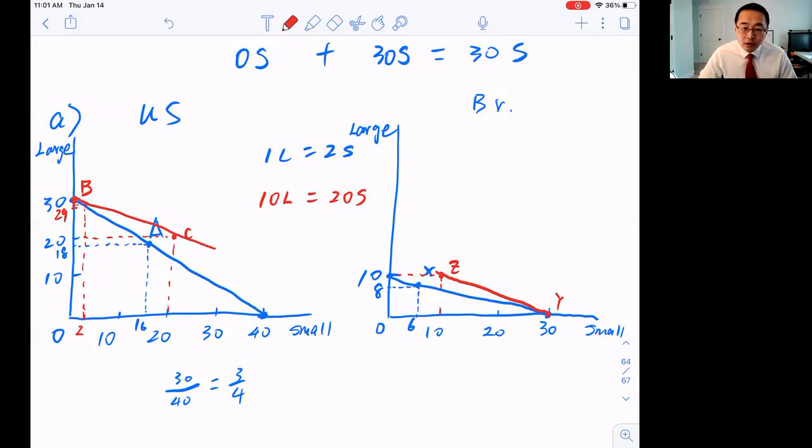Now, remember, we started with the US having absolute advantage in both products. The US is indeed superior in production in both large and small airplanes, but through trade, we still are better off, and so is Brazil. So trade is based on comparative advantage, not absolute advantage.